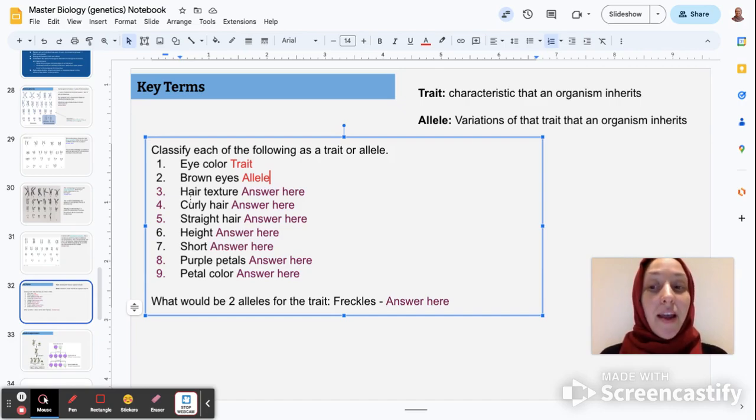Okay, and now let's move on to another one. We have hair texture, we have curly hair. Out of hair texture and curly hair, which one is the trait and which one is the allele? Excellent. Hair texture would be our trait. And what are the different options that we can inherit for this trait? We can inherit curly hair, we can inherit straight hair. So curly and straight hair would be our alleles, and hair texture would be our trait. All right, now let's look at height, short and tall. Please identify the traits and alleles, and do the same thing for petal color.